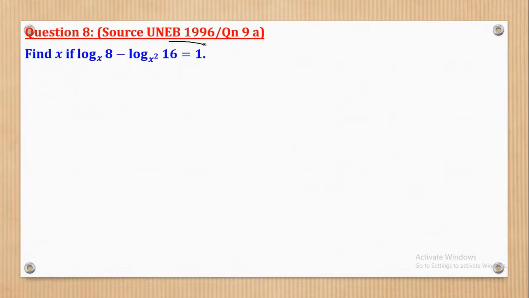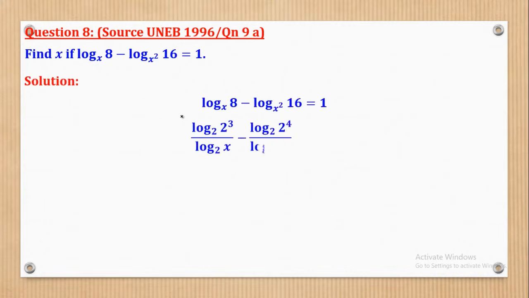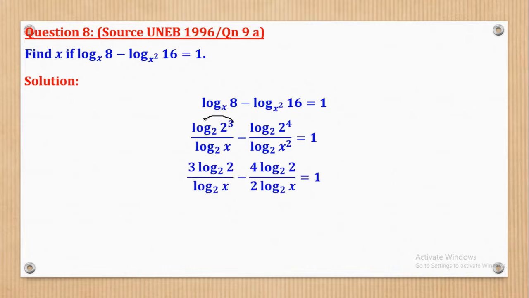Question 9 came from UNEB 1996, paper 1, question 9a, and says, find x if that is that. So that is a given equation. So you put everything under base 2. So this base 2 gives you that, and this base 2 gives that. So this power goes down to give you this, and also this power goes down to give you this, and also this power goes down to give you that. So this 4 over 2 gives you 2, which is there.